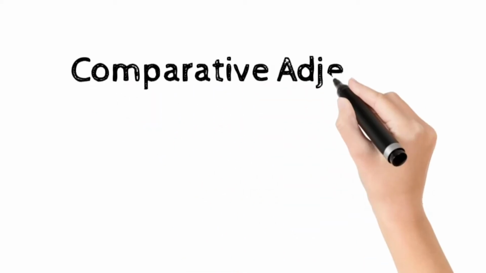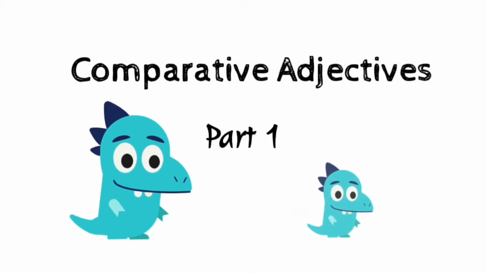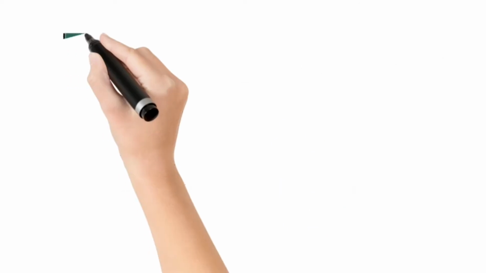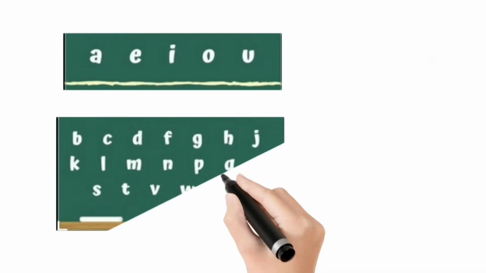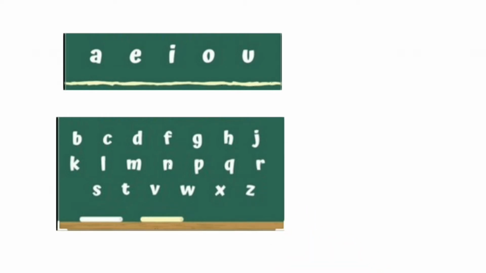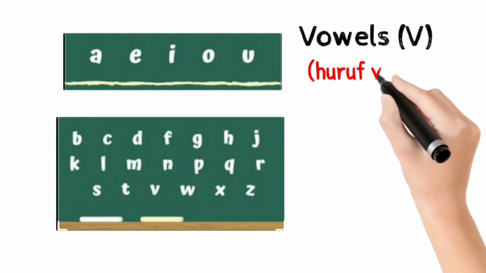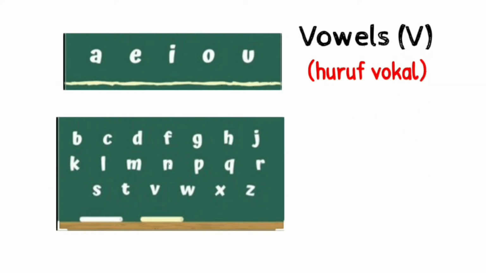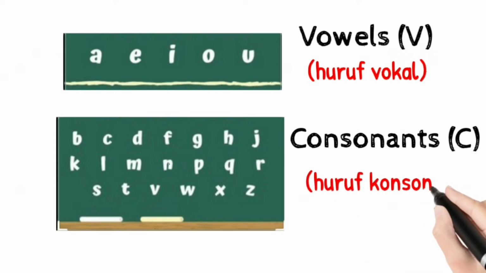Hi guys, let's learn Comparative Adjectives Part 1. But before that, let us take a look at these two pictures. Can you identify these letters? The first set is for vowels or huruf vokal, while the second set is for consonants or huruf konsonan.